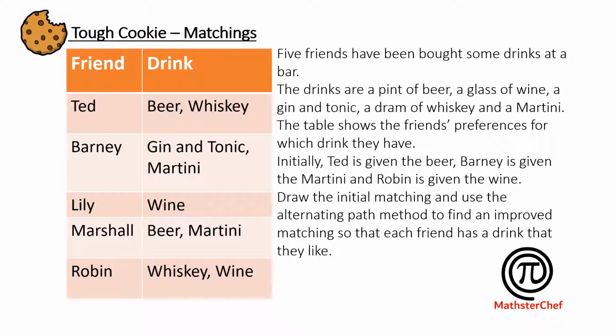So 5 friends have been bought some drinks at a bar. The drinks are a pint of beer, a glass of wine, a gin and tonic, a dram of whiskey and a martini. Now the table shows the friends' preference for which drinks they have. Initially, Ted is given the beer, Barney is given the martini and Robin is given the wine. Draw the initial matching and use the alternating path method to find an improved matching so that each friend has a drink that they like.